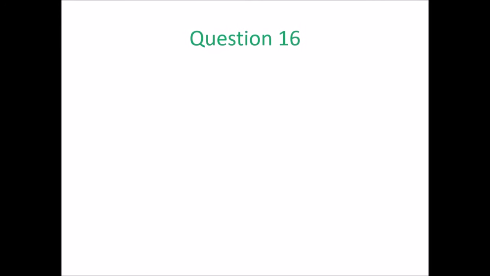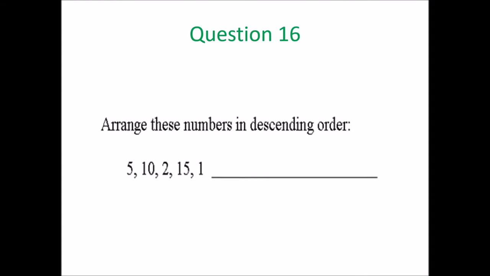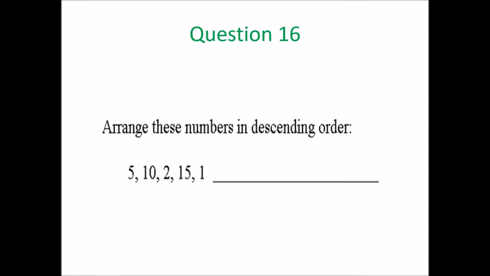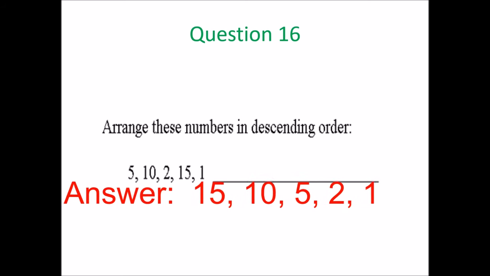Question 16. Arrange these numbers in descending order. So what's the highest number? 15, then 10, 5 to 1. From the highest to the lowest, descending, it's going down.